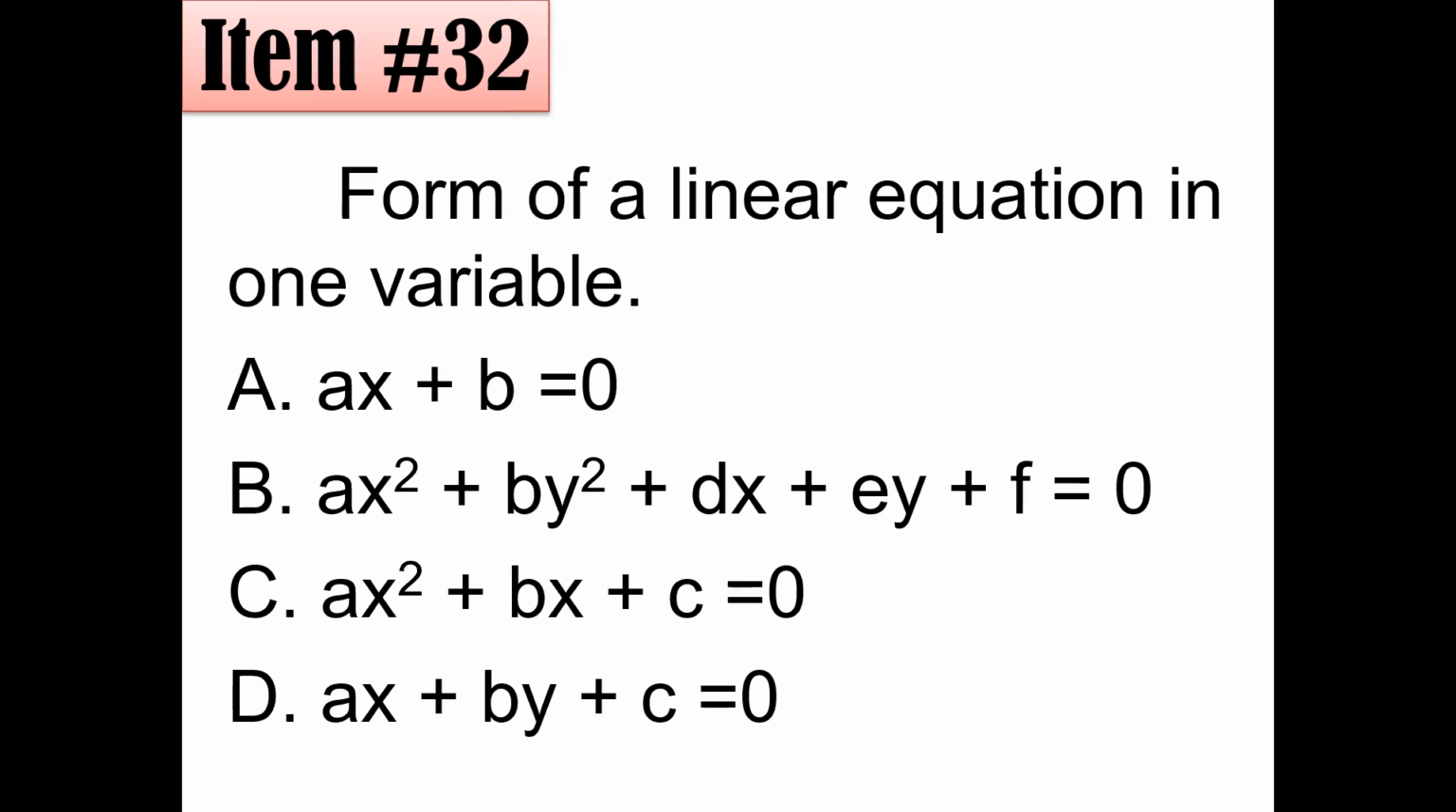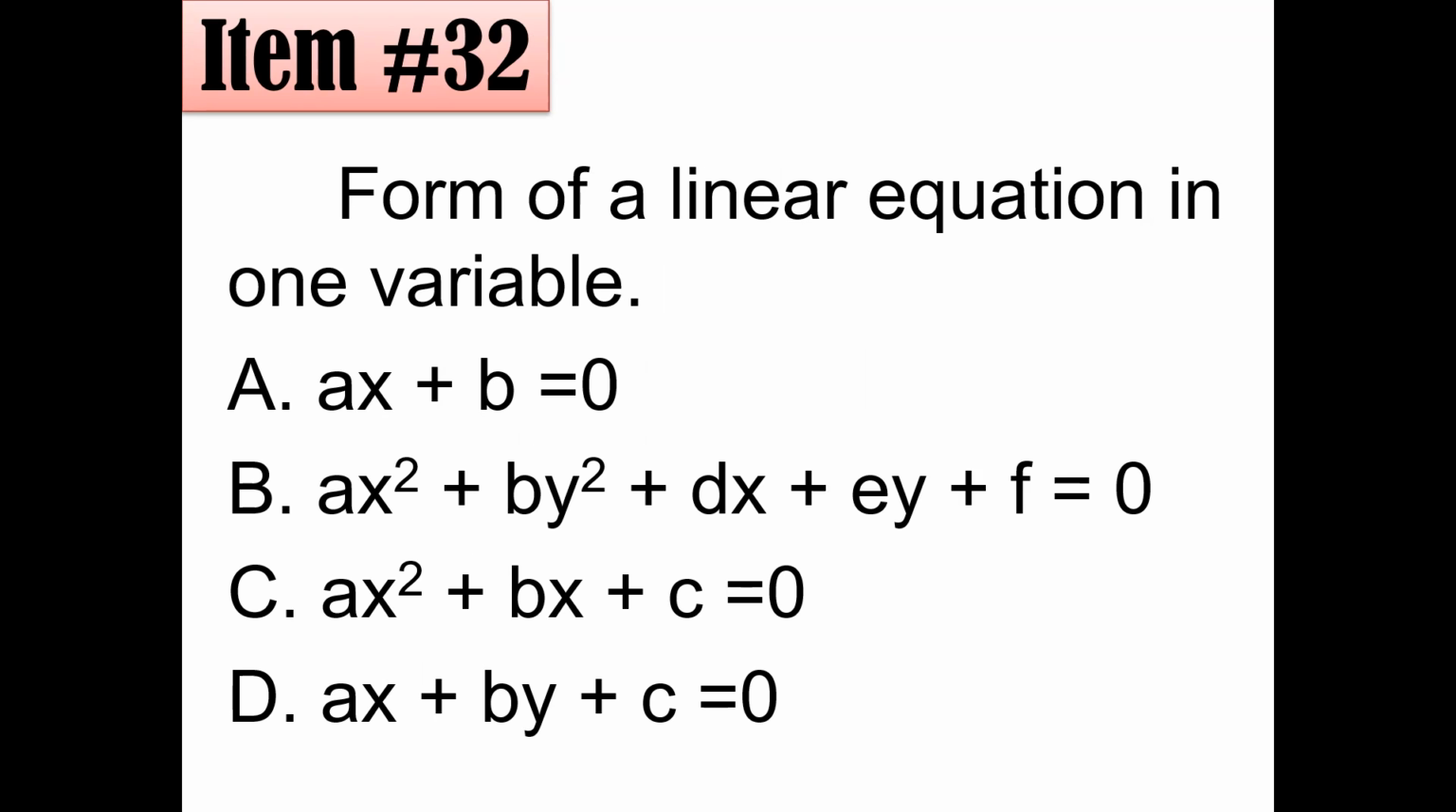32. Which of the following is a form of a linear equation in one variable? A, ax plus b. B, ax squared plus by squared plus dx plus ey plus f equals 0. C, ax squared plus bx plus c equals 0. Or D, ax plus by plus c equals 0.